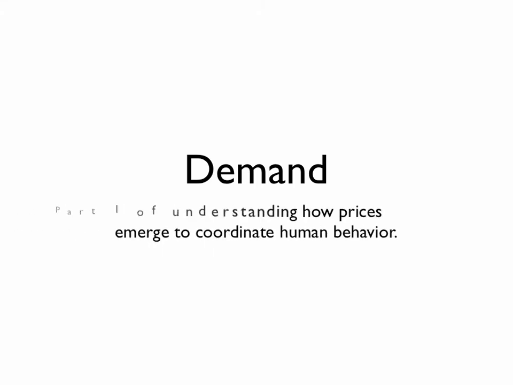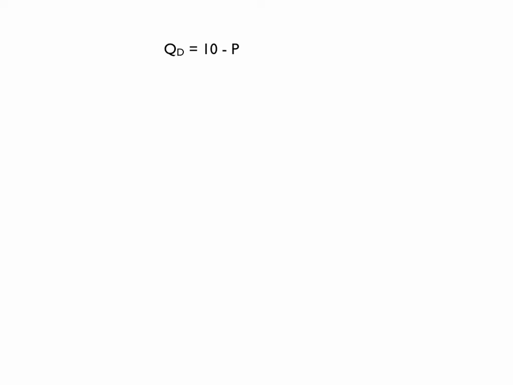This is part one of three parts of understanding how prices emerge to coordinate human behavior. And in this first video, we're going to look at demand and the demand curve. To explain demand, we can do this one of three ways.